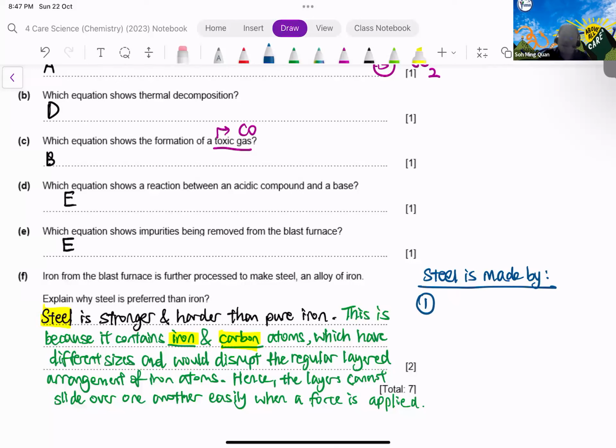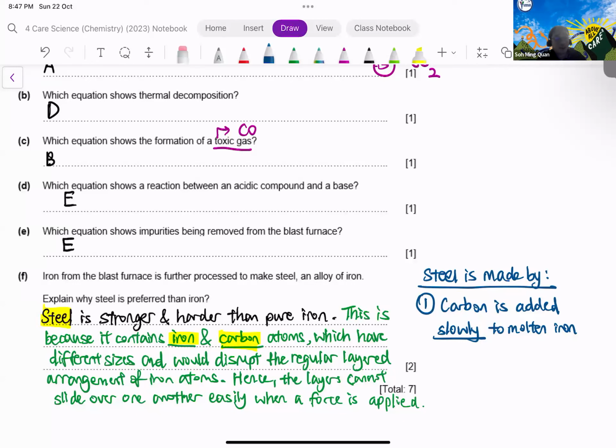Now, steel is made obviously by adding carbon to iron. So carbon is added slowly to molten iron. Now, the slowly is important. You don't want to be adding too much carbon to iron.